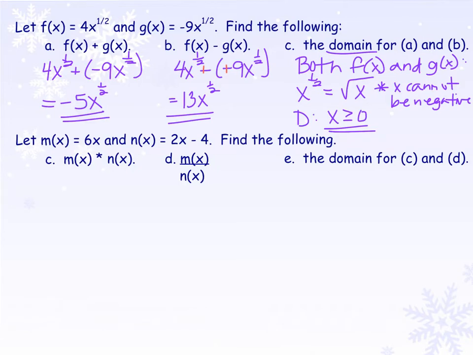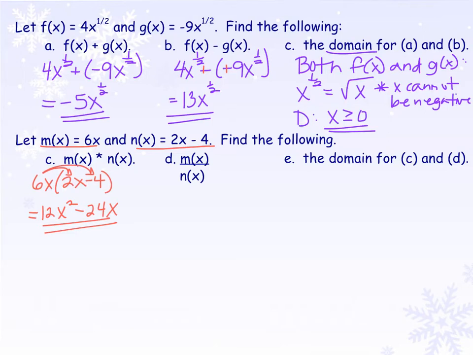All right, let's try the 2 on the bottom. M of x equals 6x and n of x equals 2x minus 4. As we look at this set, we have c and d. C is multiply. There's a little star in between them. That's the same as a dot, so we'll multiply. And then d is going to be our division. If we multiply 6x and 2x minus 4, kind of like the example on the last page, we'll distribute the 6x into both terms. 6x times 2x would be 12x squared, minus 6x times 4 would be 24x.